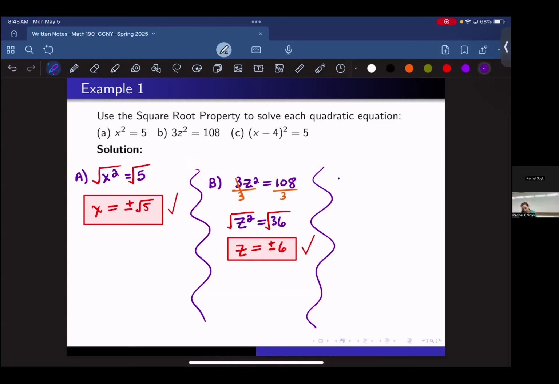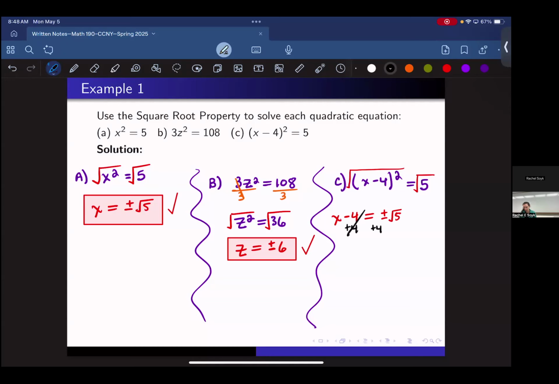And then finally, our part C, we have (x minus 4) squared is equal to 5. The square is indeed isolated, so we just jump straight into taking the square root of both sides. So we're looking at x minus 4 is equal to, you don't want to forget the plus or minus in front of that square root. Anytime you're dealing with quadratics, we have two solutions.